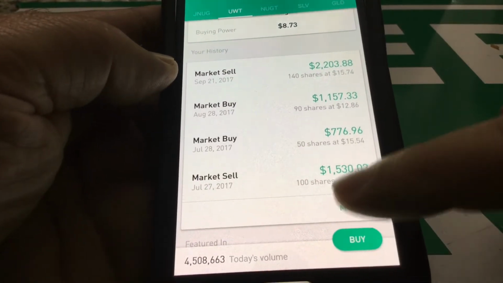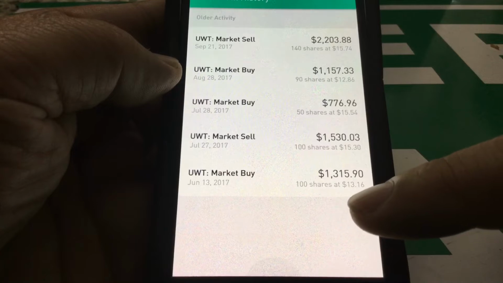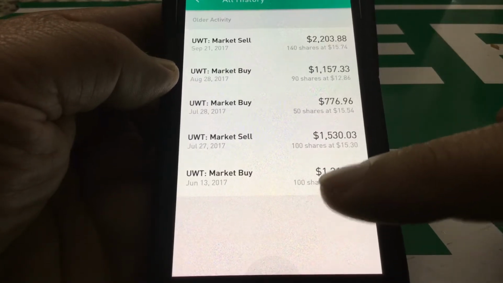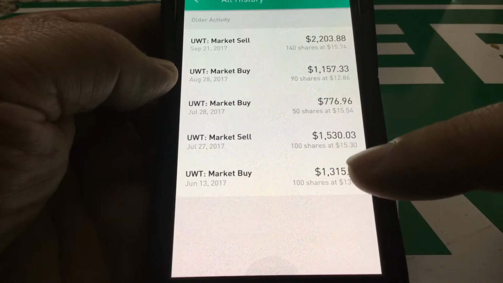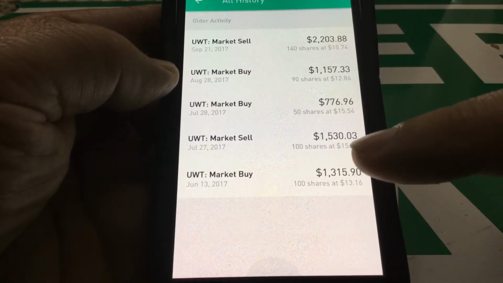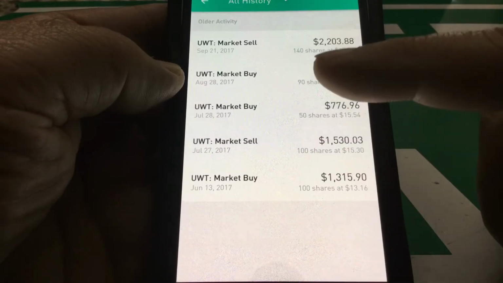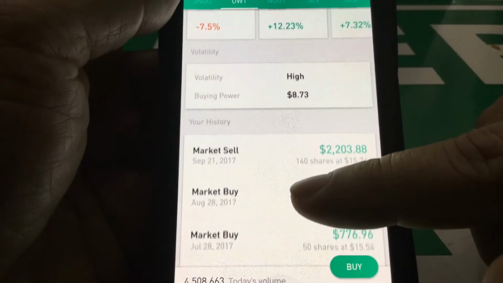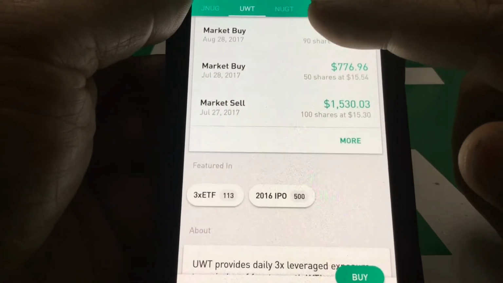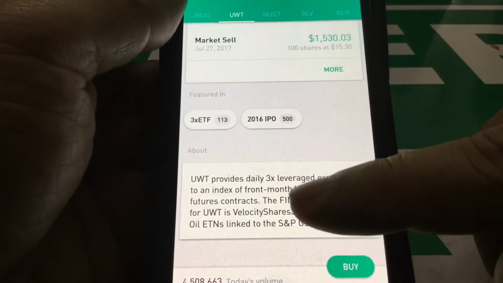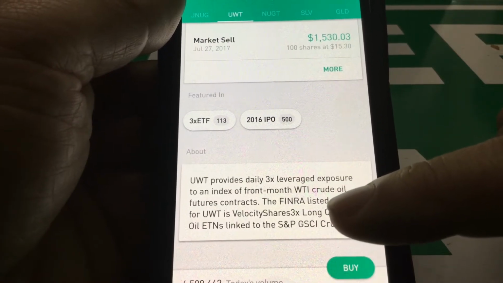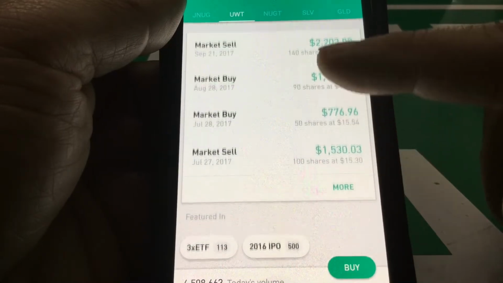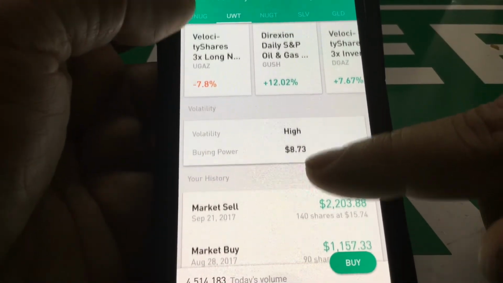Well, let's go to the beginning here. Purchased 100 shares at 13.16 on July 13th, and then on July 27th, I sold it for a little bit of a profit. So the thing that this app allows you to do is trade in and out of the stock because there's no fees. So this stock provides 3 times leverage exposure. So there's more volatility. So that's for oil.